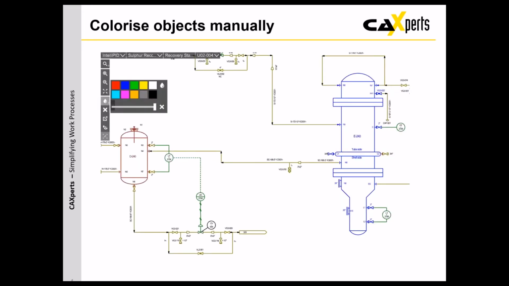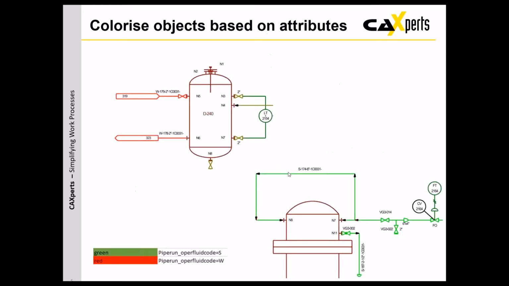You can change the color of objects, either by selecting a single object or multiple objects and then just using the color menu like in 3D to change the color. But it's also possible to use Excel files. For instance, here is a nice example. All the fluid codes S will turn green and fluid code W should turn red, and the result will be applied to the active PID or to the list of open PIDs, depending on what the user chooses to do. So this is, let's say, something a little bit similar to display sets within SmartPlant PID.